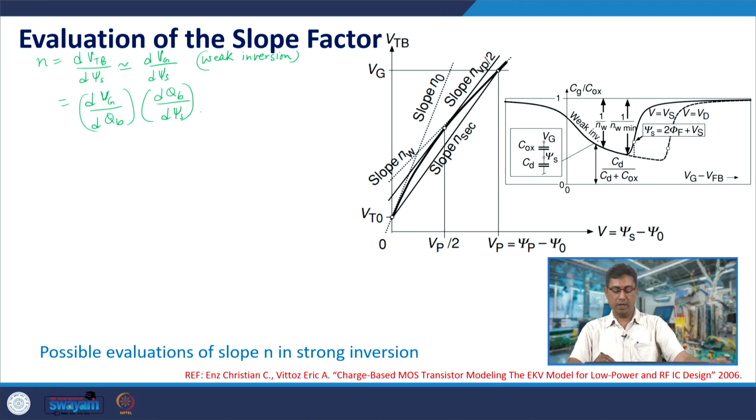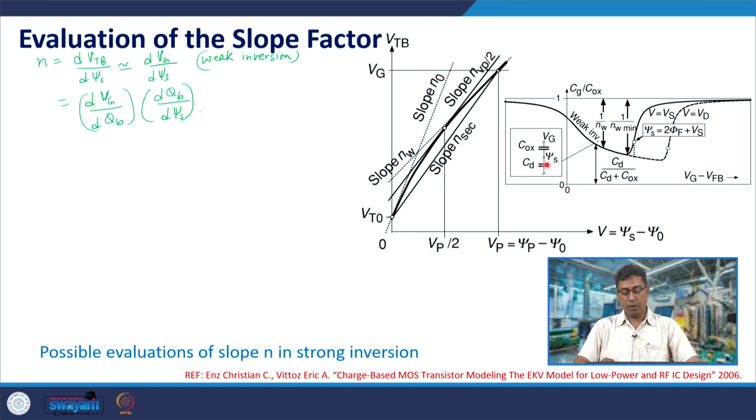dVg by dQb. Here you have the gate terminal, this is the body terminal. In weak inversion, you can take gate oxide capacitance and depletion capacitance to be in series, because source and drain are effectively not connected electrically to the channel. As you increase the gate voltage, the carriers coming from source or drain are negligible, and most of the carriers would be responding from the body. So you have these two in series.